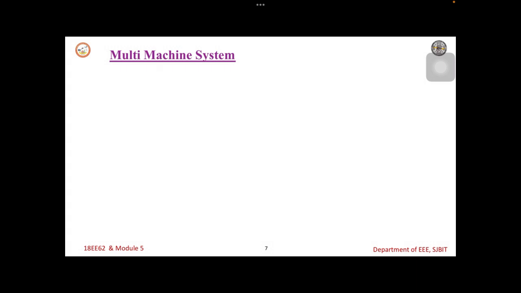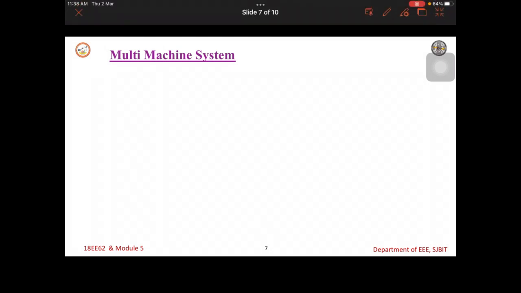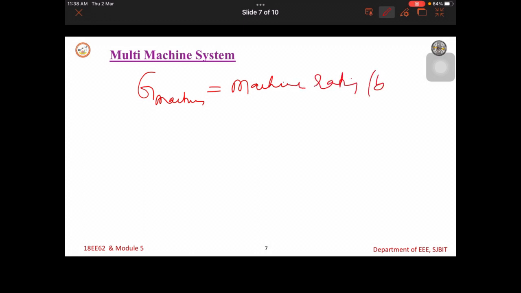Next, we will see the multi-machine system. In a multi-machine system, a common base must be selected among the different machines. So, the common base here is G system. Let G machine be the machine rating base, and G system is the system base.